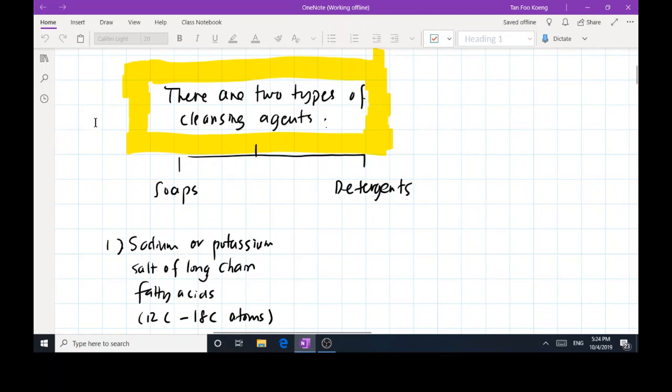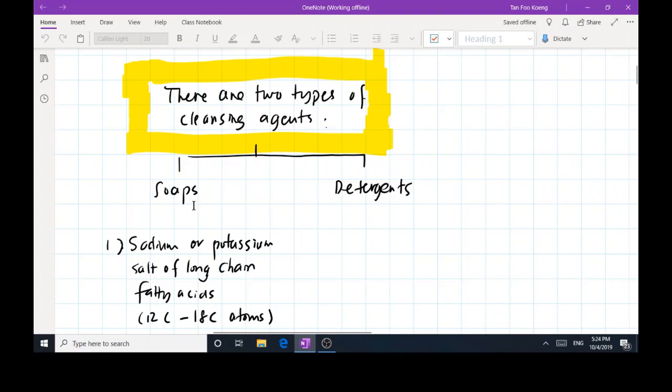Hi. Now let's talk about cleansing agents. So basically we have two types of cleansing agent. One is soaps, and the other one is detergent. As we know, soaps are biodegradable, and detergents, the product will derive from petroleum. So basically this is not so environmentally friendly.